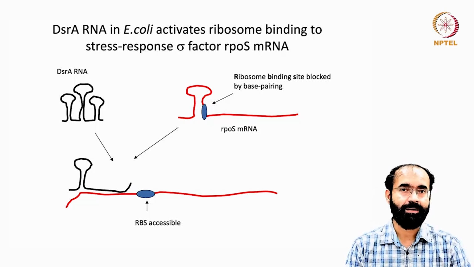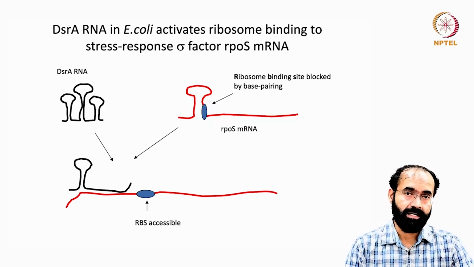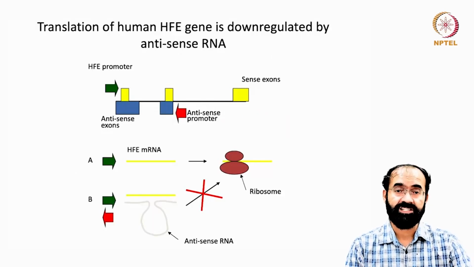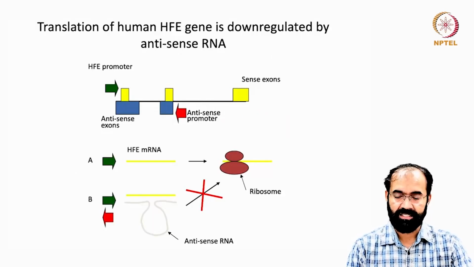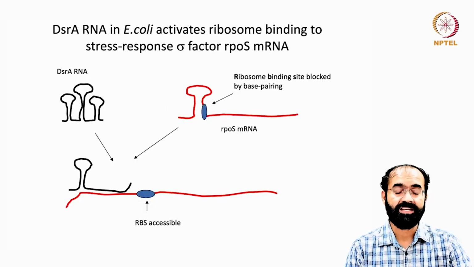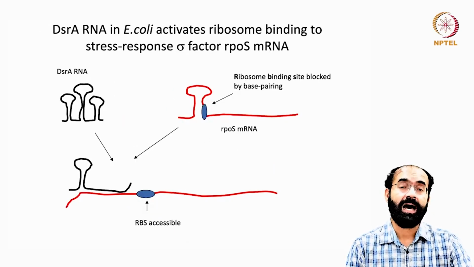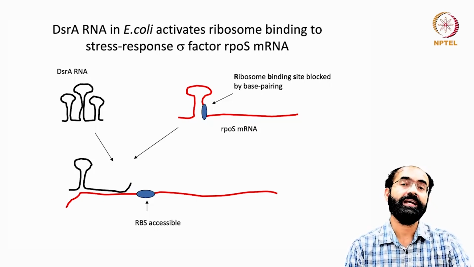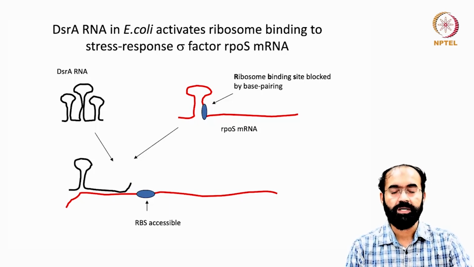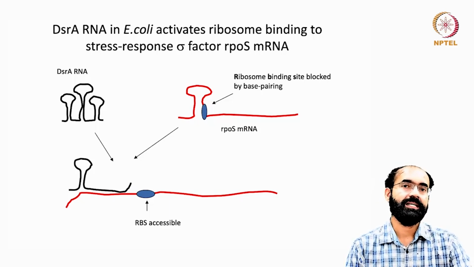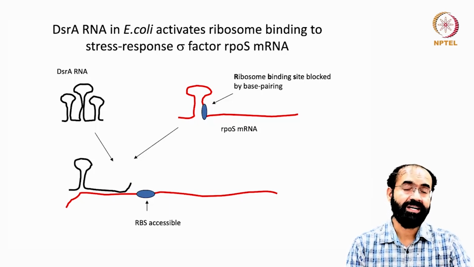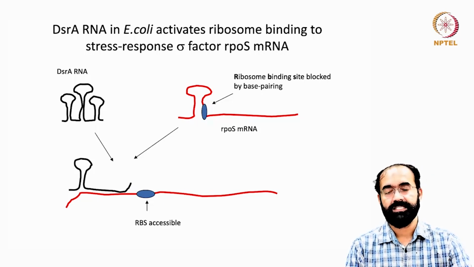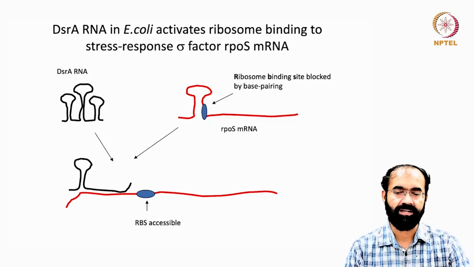So in the previous example, we saw that the antisense RNA can prevent the HFE gene expression if it is present, whereas in this example we are seeing the rpoS RNA will be allowed to produce the protein in the presence of a non-coding RNA. So we have both examples. Sometimes the RNAi will prevent the gene expression, whereas in this case of E. coli, it is facilitating the gene expression or the protein production from a given RNA.